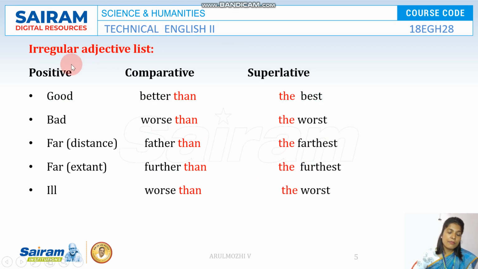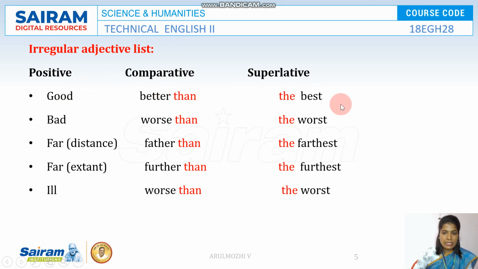Okay, we have something called irregular adjectives. They are completely different from the positive degree in the comparative degree and superlative degree; they're all completely different from each other. Take for example, good. You don't have a word called gooder. It is good, better than, the best.